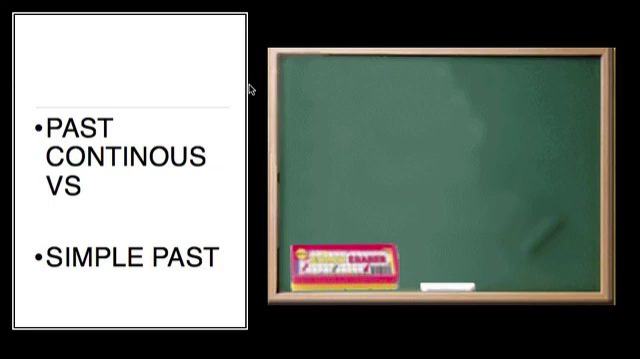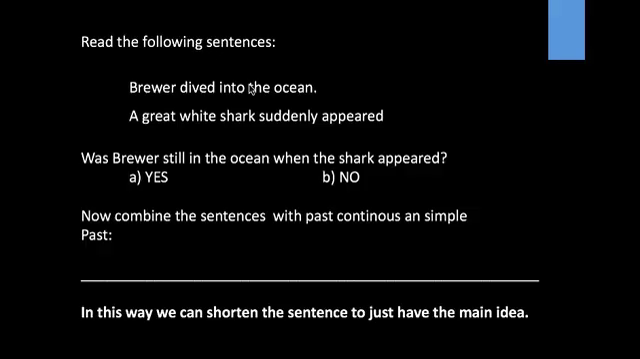Remember, we have been working with this structure since one unit before, and we're going to continue using it. So this is a little review about the past continuous versus simple past. Okay? So check this. Read the following sentence. Brewer dived into the ocean. A great white shark suddenly appeared.